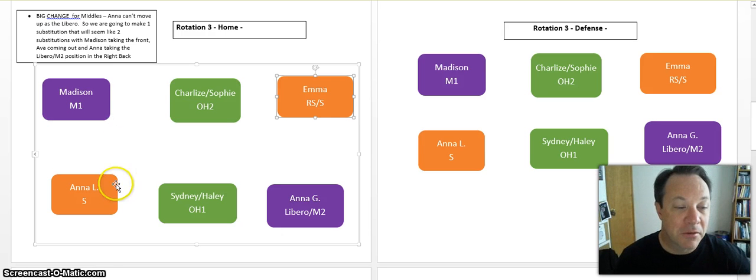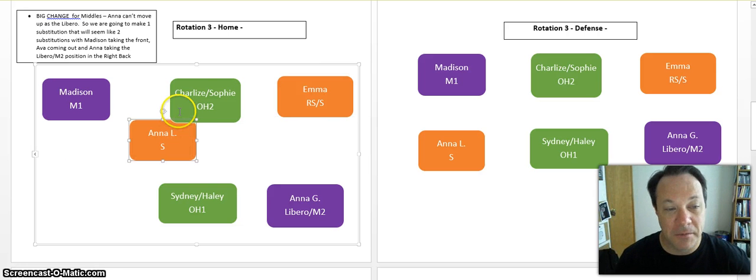So this is our home position again for rotation three. Remember, I said paying attention to who your neighbor is. You can't cross your neighbor, but you can cross somebody diagonal from you.